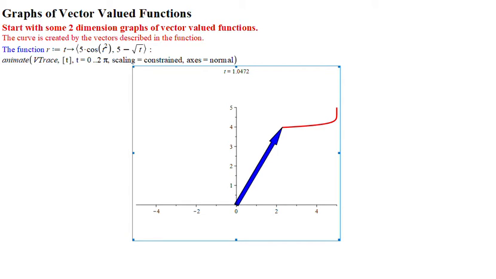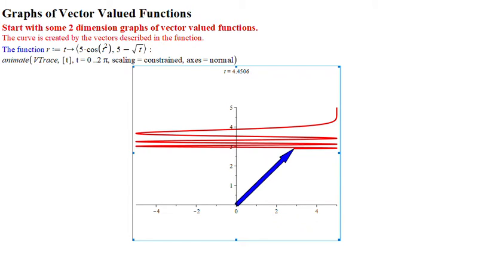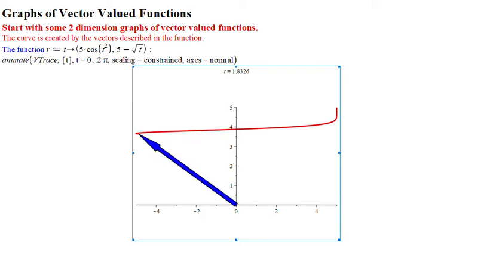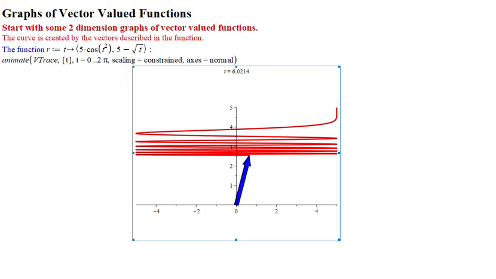And so this vector valued function creates a curve, the red graph, and it's the blue vectors that trace out or create the curve. And so I'll run this through and then run it again so that you'll see how it's traced. We'll slow it down some and run it again so you'll see how it's traced. And again, the end result is the red graph.